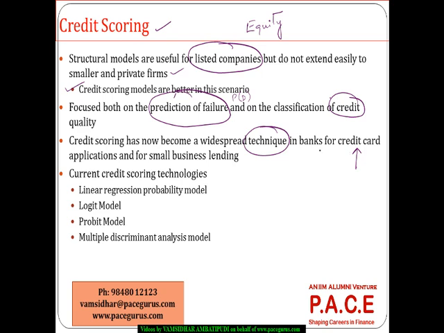Today the credit scoring model is the most heavily used one. Even for small to medium enterprise lending, credit scoring models are still the most heavily used. So we are going to look at different kinds of mechanisms, especially linear regression based probability models, the logit model, the probit model, and multiple discriminant analysis models. Some of the credit scoring technologies heavily used in the industry get classified into such statistical approaches.